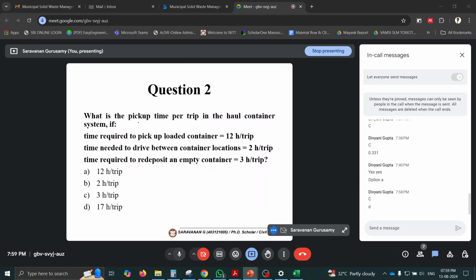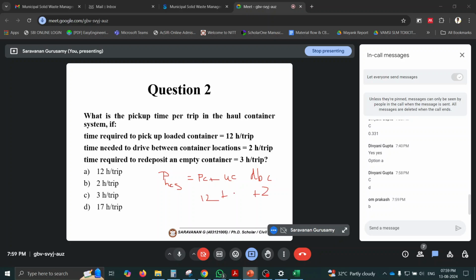And then what is the pickup time per trip in the haul container system? That is PHCS they are asking. Given that time required to pick up the container, PC they have given. Time required to drive between the containers, that is DBC they have given. Then time required to redeposit the empty container, that is UC they have given. So 12 plus 2 plus 3, it's actually answer is 17. Okay. It's simply haul container system pickup time calculation. Answer is 17.